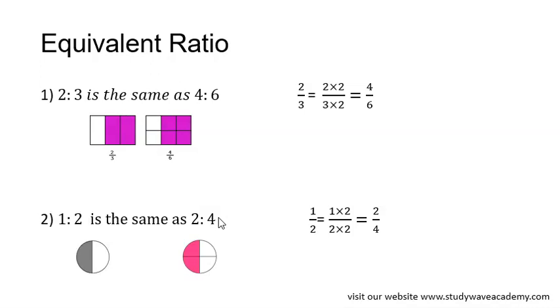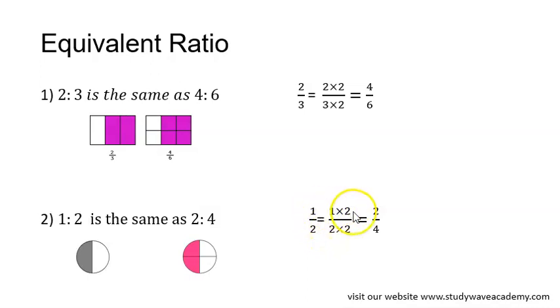Okay? If you are multiplying the numerator with 2, you multiply the denominator with 2. If you are multiplying the numerator with 3, you multiply the denominator with 3. That is what we mean by multiplying both sides, okay? For you to get a balanced ratio. So we have here 1 ratio 2 is the same as 2 ratio 4. How? We multiply both sides by 2.